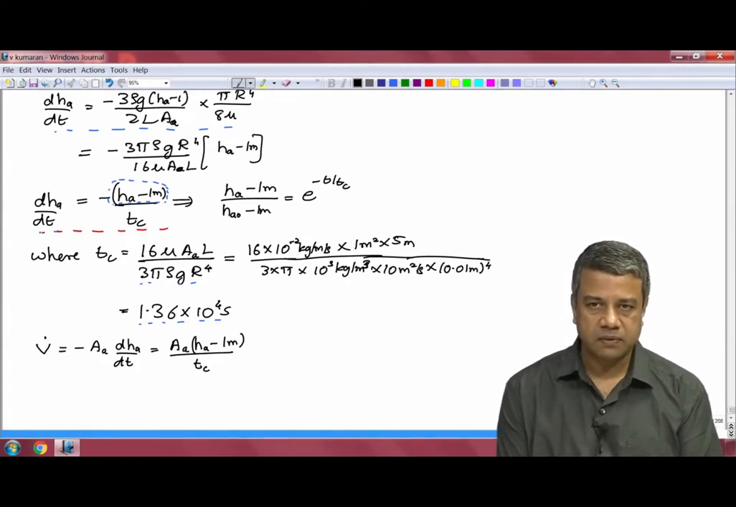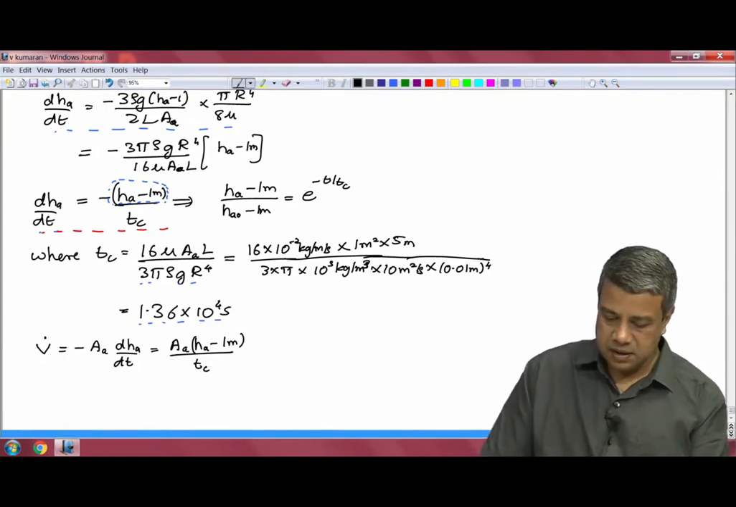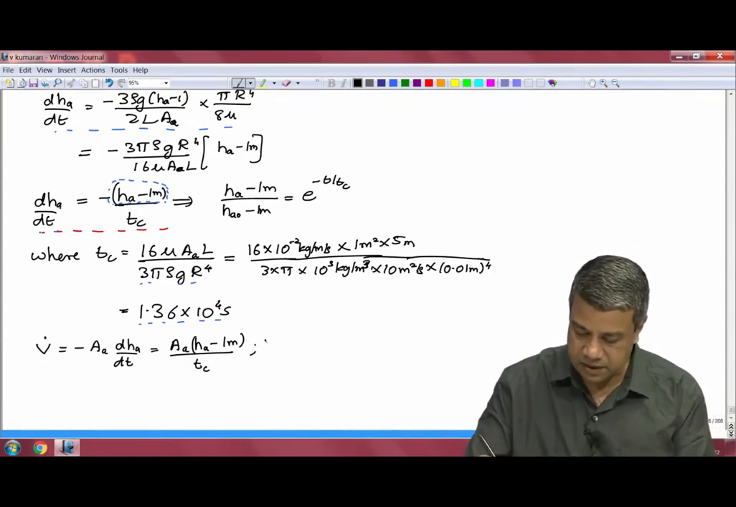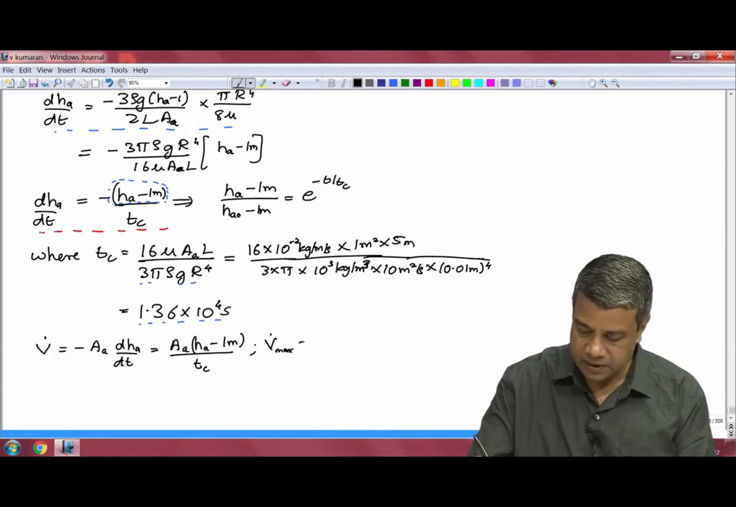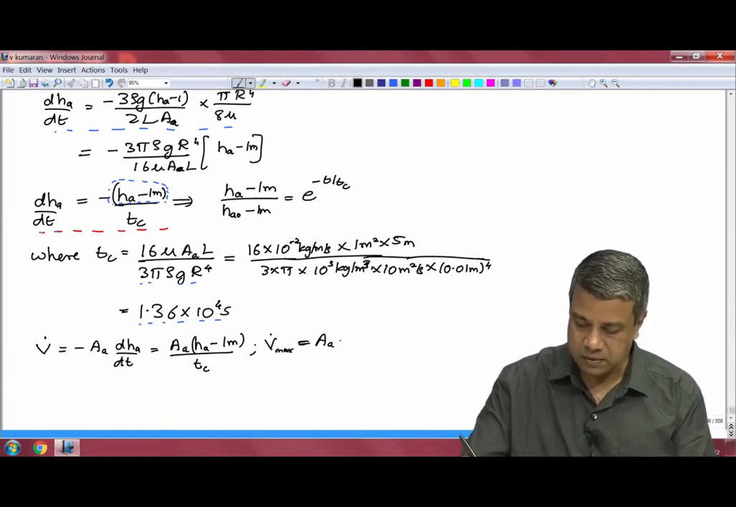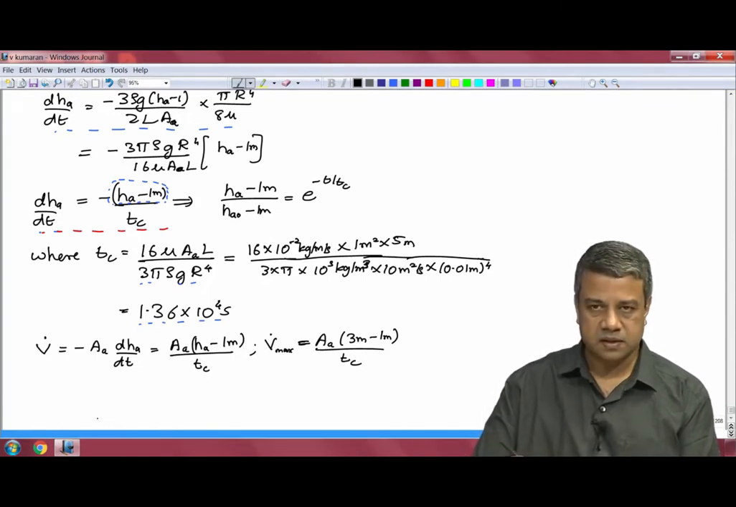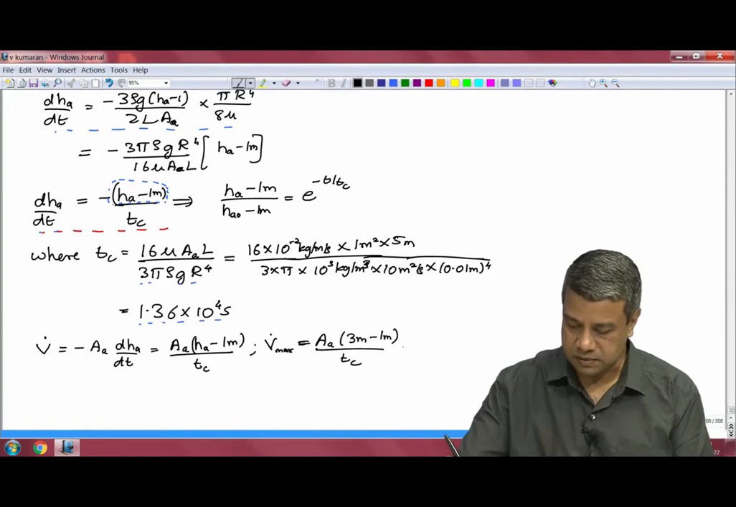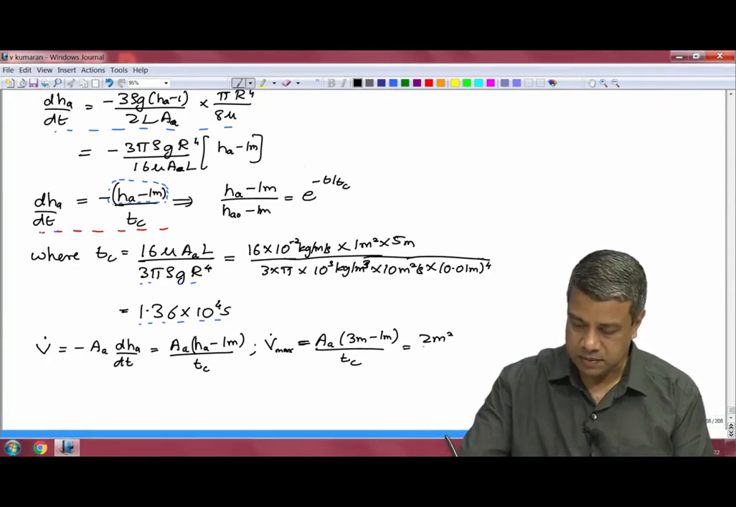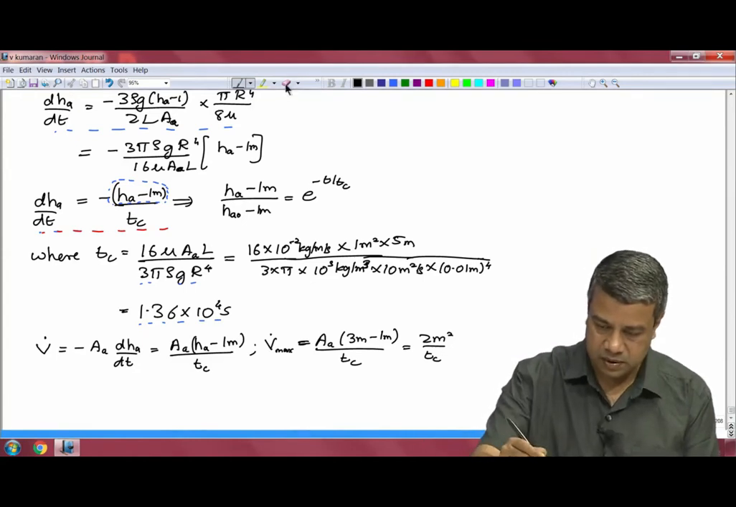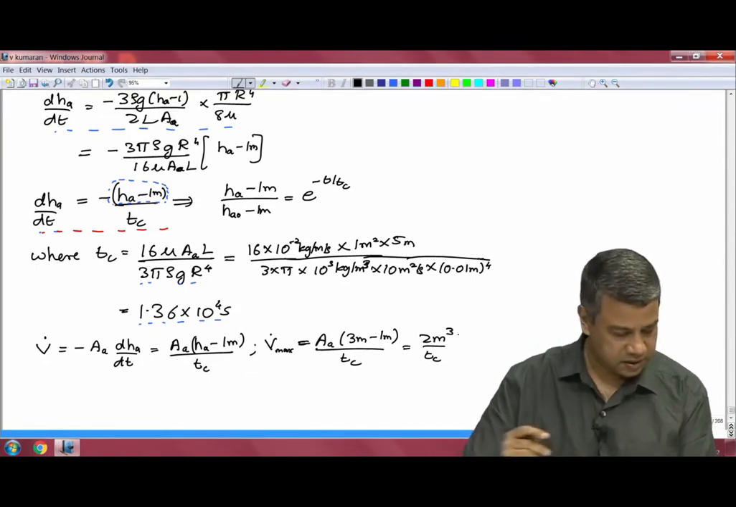Obviously, the volumetric flow rate will be a maximum when the height is a maximum, that is at t equal to 0. At t equal to 0, the height is 3 meters. Therefore, the maximum value of the volumetric flow rate is equal to AA into 3 meters minus 1 meter by Tc. The area of tank A is 1 meter square, so this is equal to 2 meter cubed by Tc.